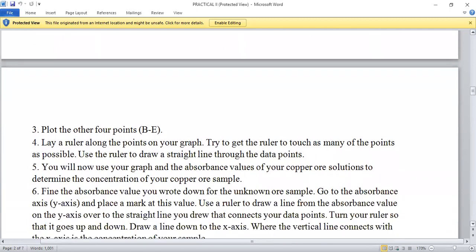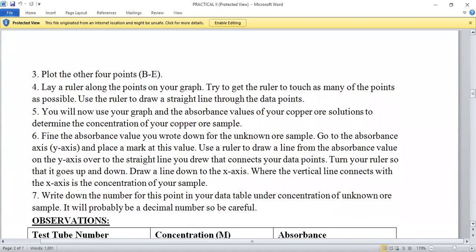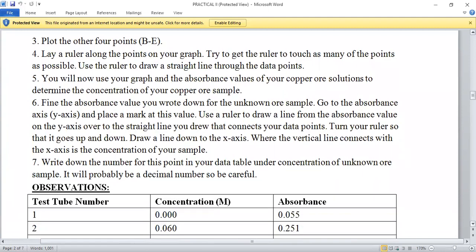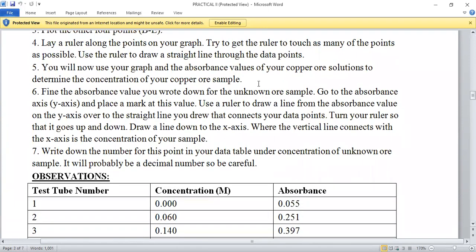Lay a ruler along the points on your graph. Try to get the ruler to touch as many of the points as possible. Use the ruler to draw a straight line through the data points. You will now use your graph and the absorbance values of your copper ore solutions to determine the concentration of your copper ore sample. Find the absorbance value you wrote down for the unknown ore sample. Go to the absorbance axis, the y-axis, and place a mark at this value.